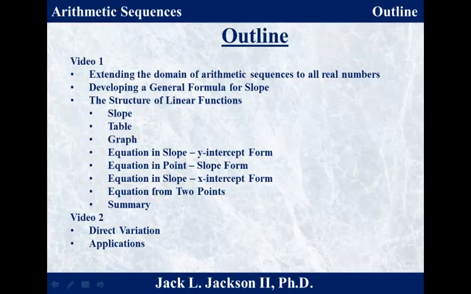Hi, well we're back for the second part of our lecture on linear functions. Before, if you remember, in the first part we talked about the structure of linear functions, generalizing some things that we had looked at for arithmetic sequences. And so we looked at the structure of the table, the graph, and various forms of the equation, and talked especially about this idea of the slope and generalized our formula for the slope. Today we're going to talk about direct variation and applications.